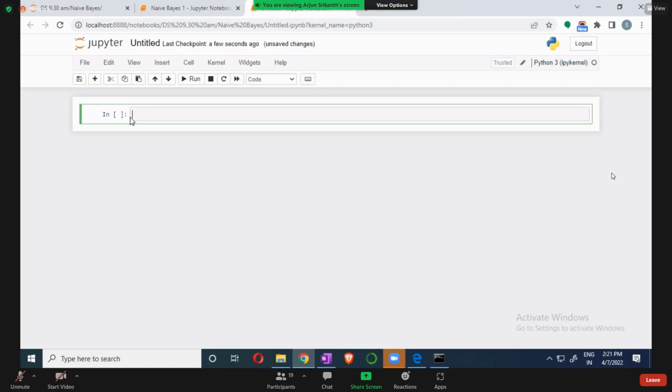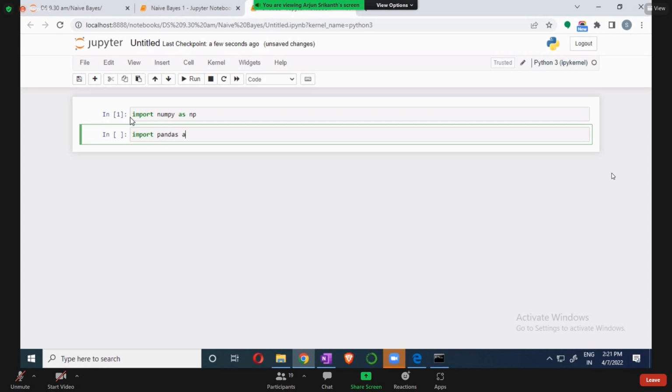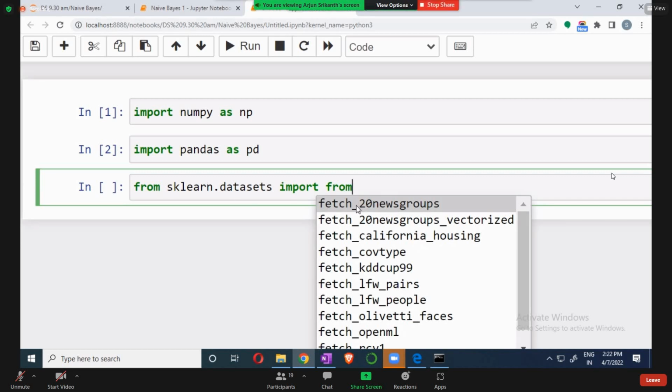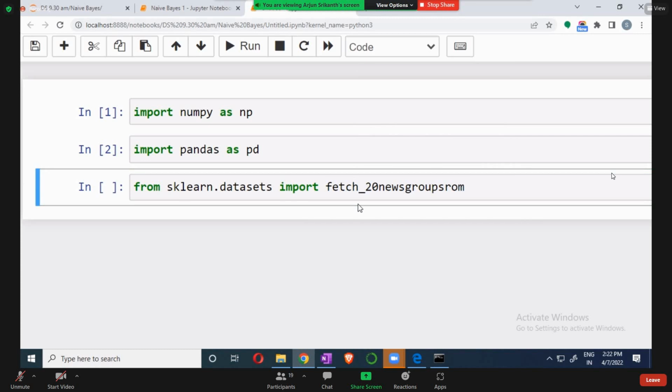What happened, guys? Input, import numpy as np. So let's see the data, guys. There is something called from sklearn dot datasets import, what's the name of that, fetch, yeah, fetch_20newsgroups, guys.